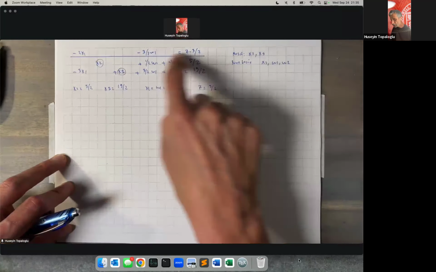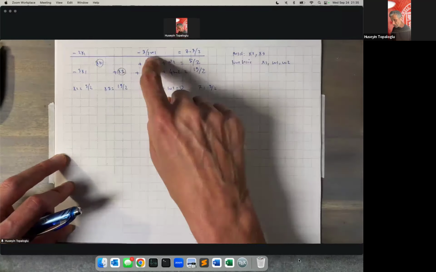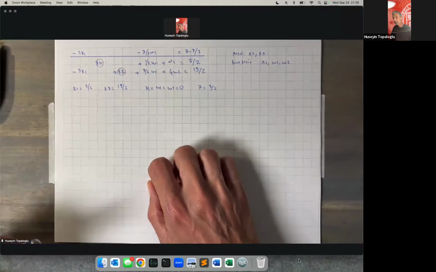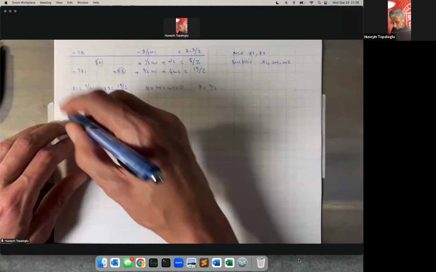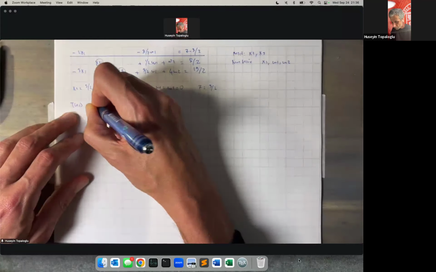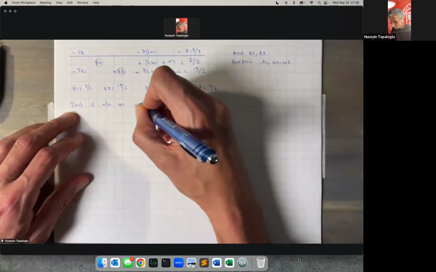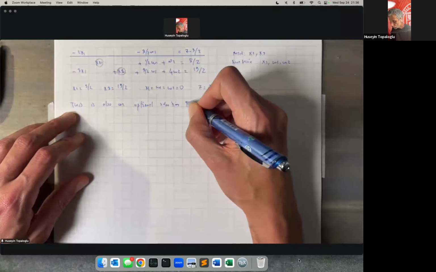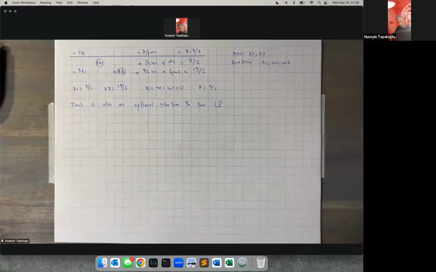Is this an optimal solution to the linear program that we're trying to solve? Yes, this is also an optimal solution to the linear program that we're trying to solve. All the objective function coefficients are 0 or non-negative. So this is also an optimal solution to the linear program.